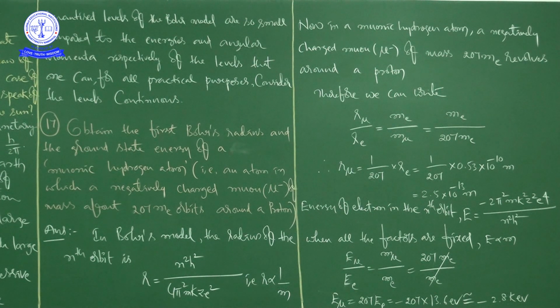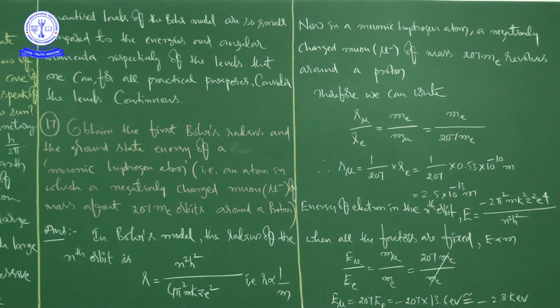Keep in mind, there may be a chance of one more question arising: what do we understand by the term muonic hydrogen atom? So in the bracket we have the answer. An atom in which a negatively charged muon, which is a primary particle. You know how we have electron, proton, neutron; similarly, it is one of the primary particles.